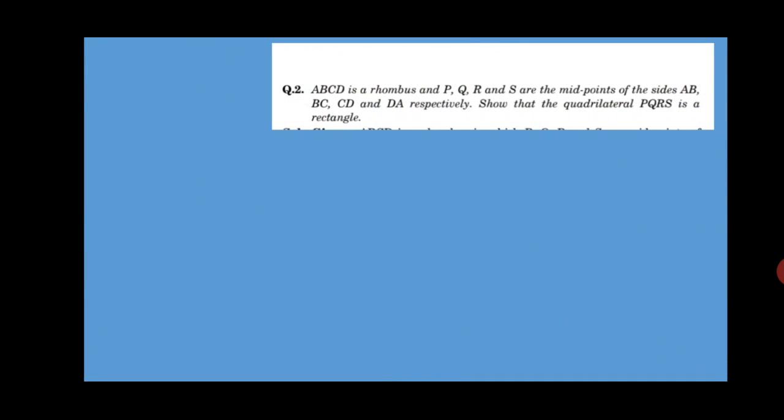Next, let us move to one more question. Question number 2. ABCD is a rhombus. P, Q, R, S are the midpoints of sides AB, BC, CD and DA respectively. Show that quadrilateral PQRS is a rectangle. Now, draw the suitable figure.